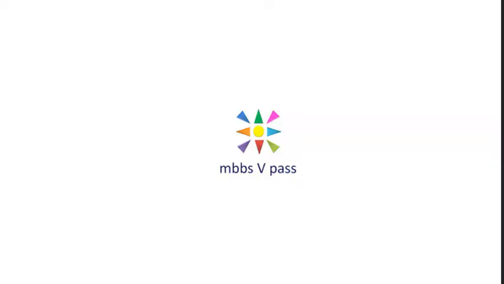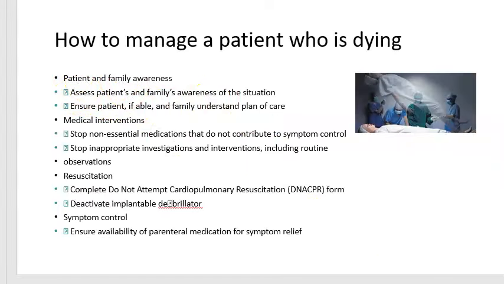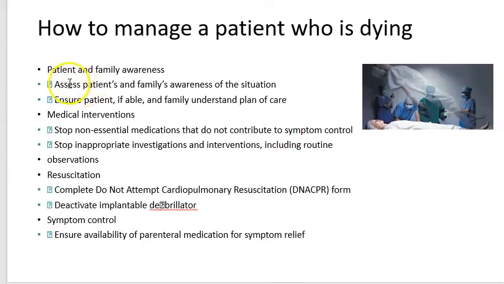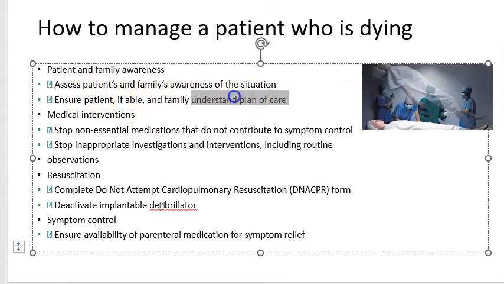Now let's summarize. So this is the summary. Patient and families awareness. So first thing you will do is assess the patient and family's awareness of the situation. They should be aware of the situation. It should not come to them as a shock, so you should prepare them. Ensure the patient, if able, and family understand the plan of care. So both the patient, if possible, and the family should understand what the plan of care is.